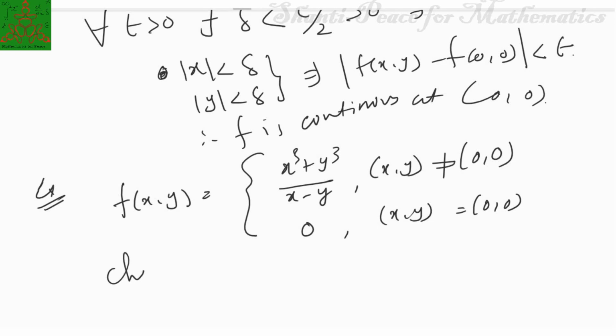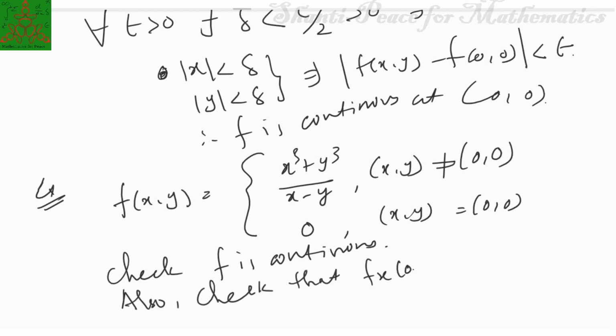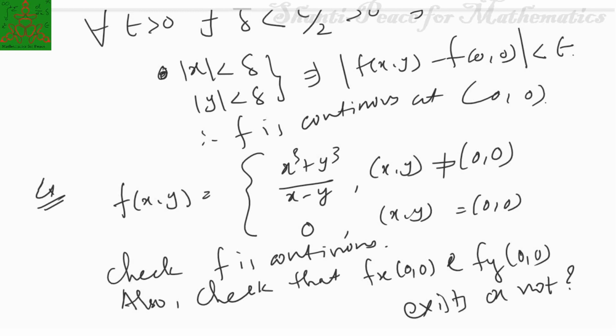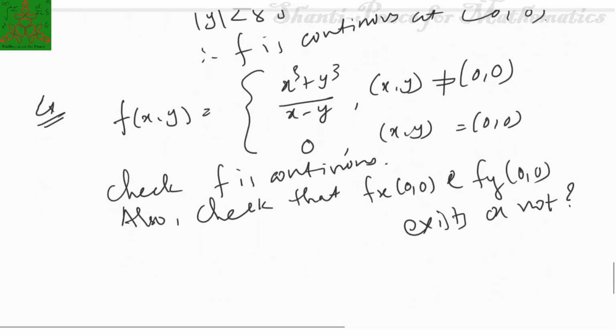Check whether f is continuous or not. Also check that fx at (0,0) and fy at (0,0) exist or not. So you have to check two things. The first one is whether this function is continuous or not. The other one is whether the partial derivatives at (0,0) exist or not.